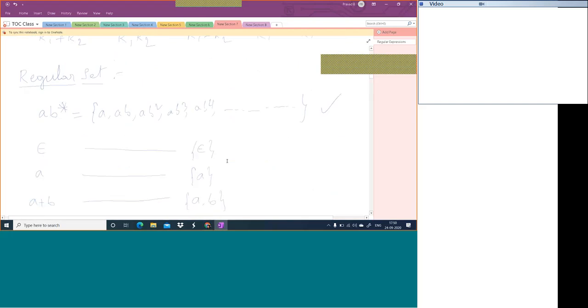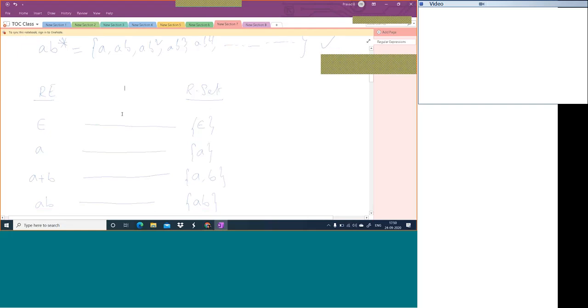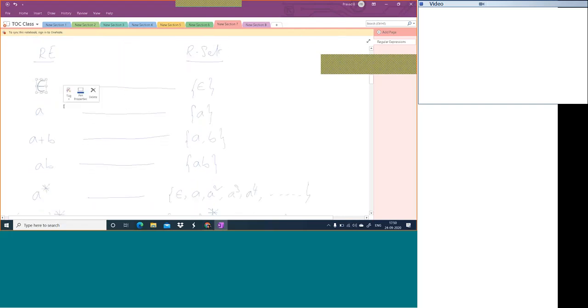Okay, now we see the relation and some examples between regular expression and regular set. This is the regular expression and this is the corresponding regular set. Now, epsilon is a regular expression, and what are the strings that the regular expression epsilon can give? Epsilon will give only one string. What is that? That is epsilon only. So the string represented by this regular expression is only epsilon.